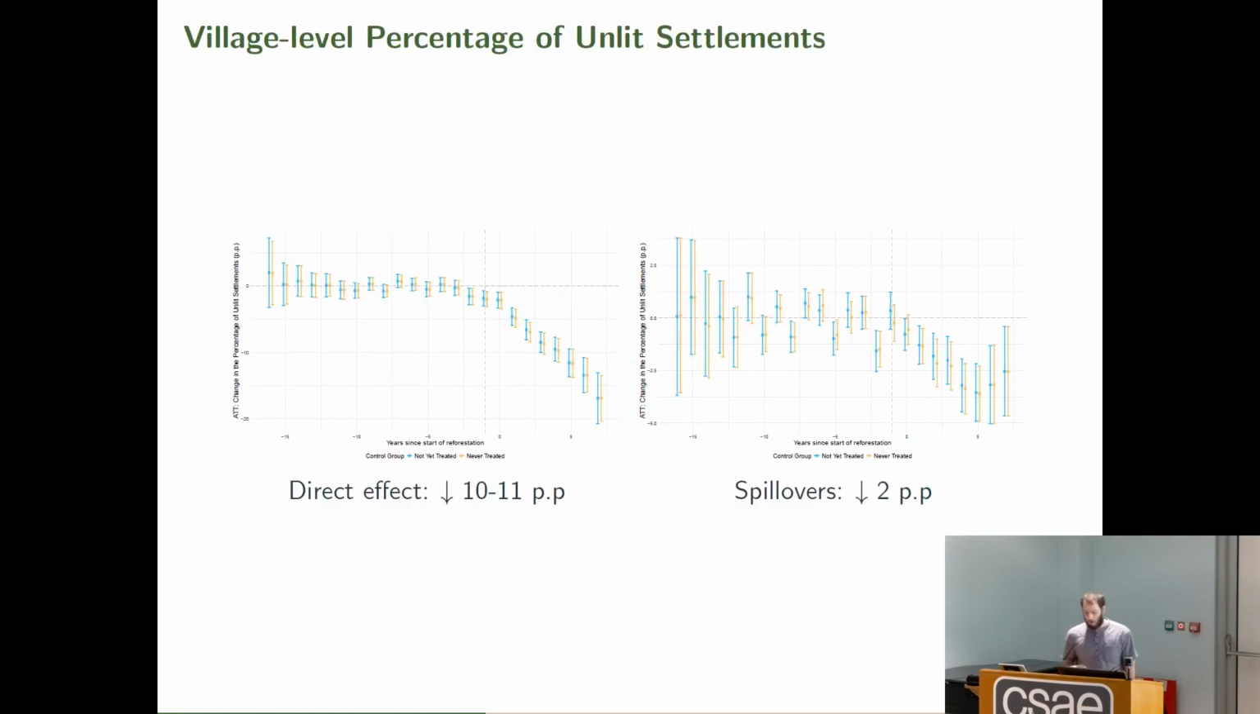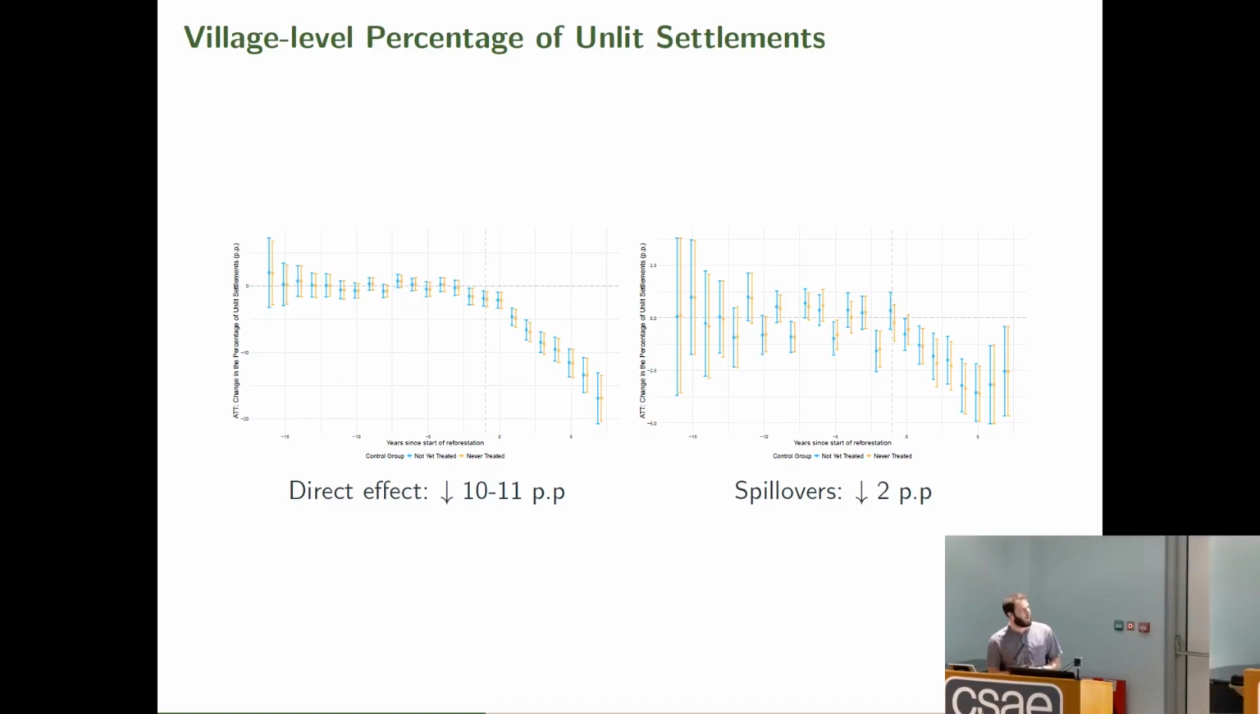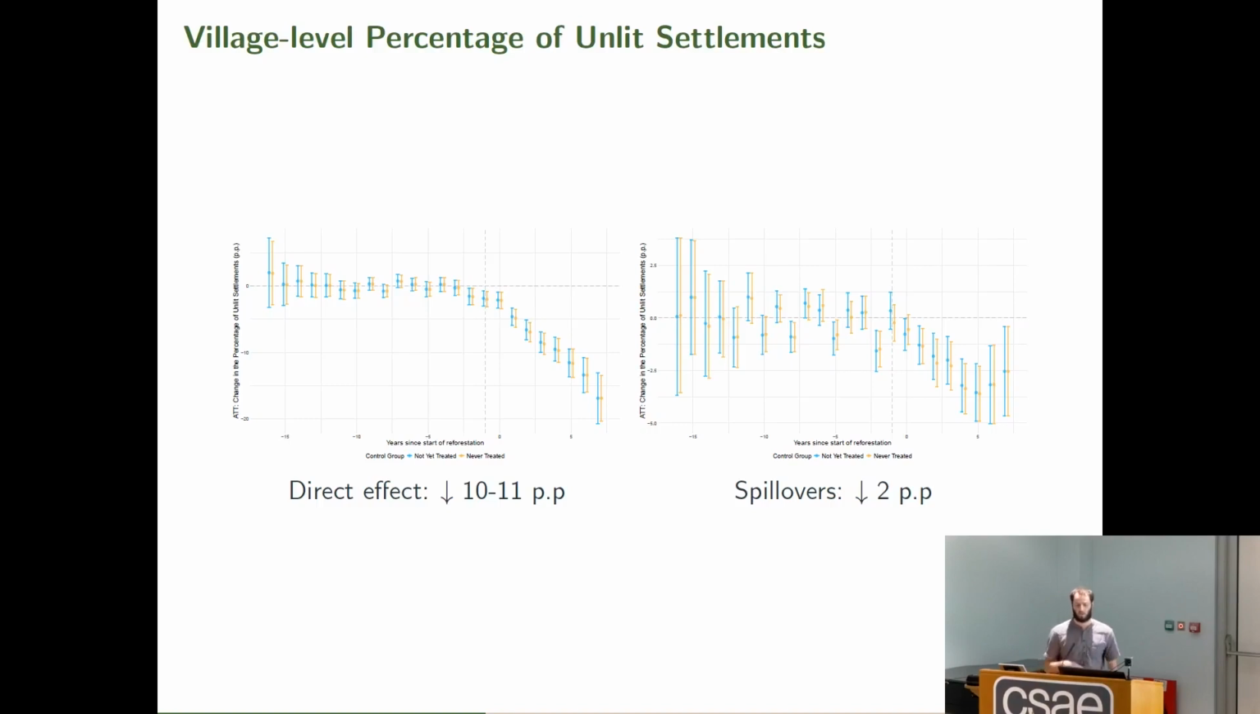Okay, so this is at the village level. Again, we have very similar dynamics. The direct effect is just when the village received treatment. And on the right-hand side, we have the spillover effects. So when your neighbor was treated, there appear to be economic spillovers into the control neighbors of around 2 percentage points.